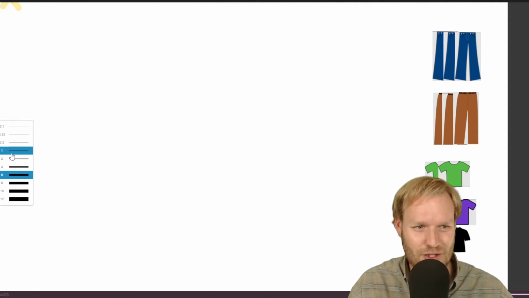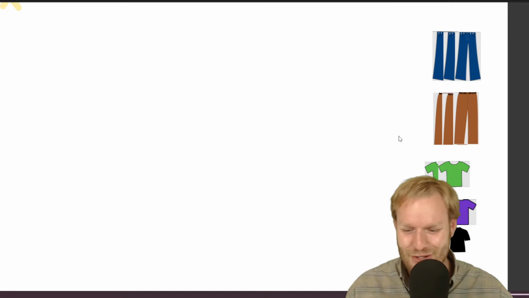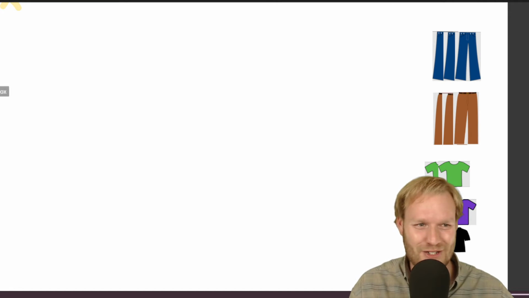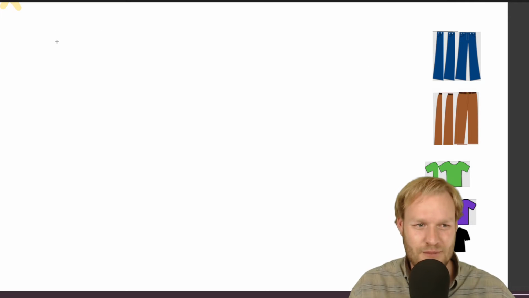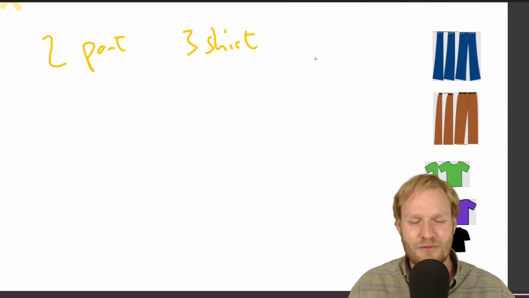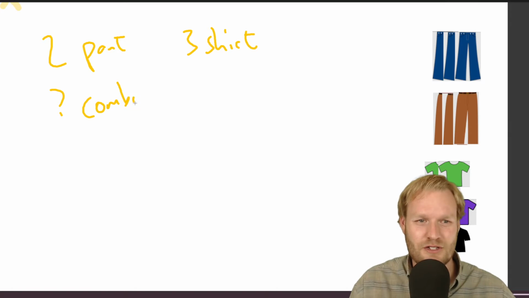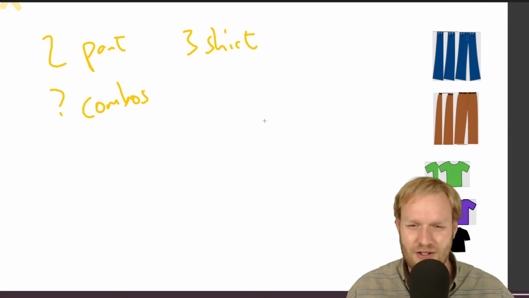You can see I've got my shirts and pants ready to go here. I know, the excitement. So in our shirts and pants example, I've got 2 different types of pants, and I've got 3 different types of shirt. And the question is, how many different combos can I have? So how many different outfits?